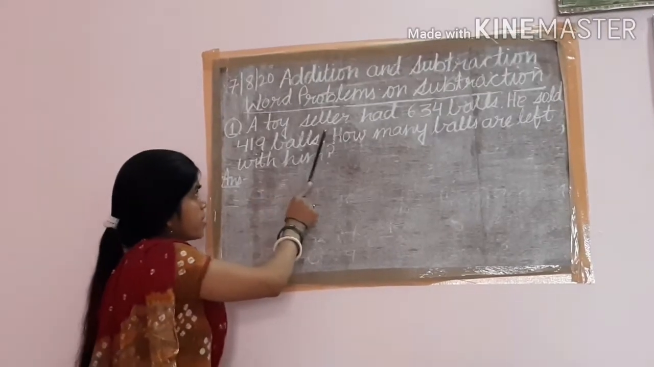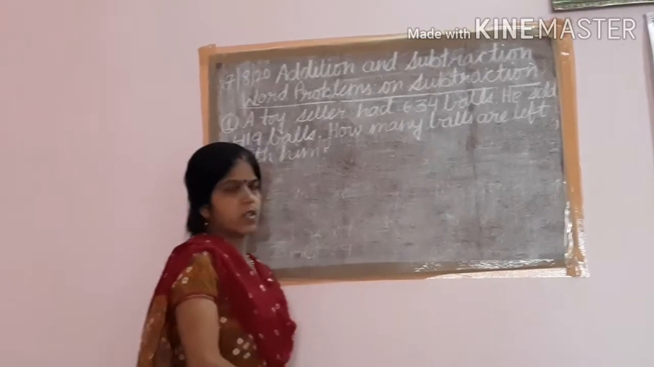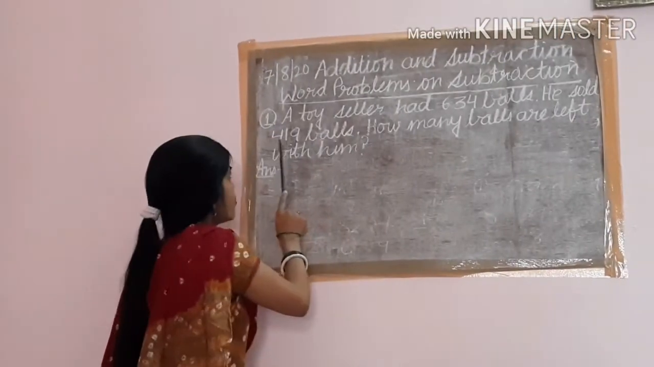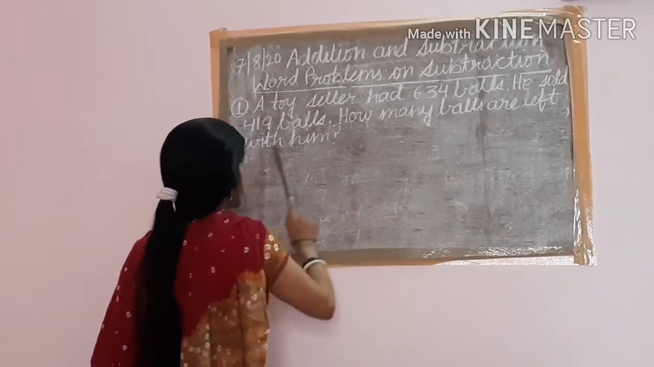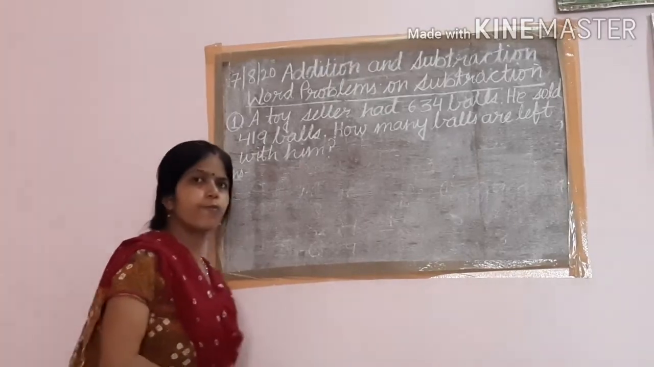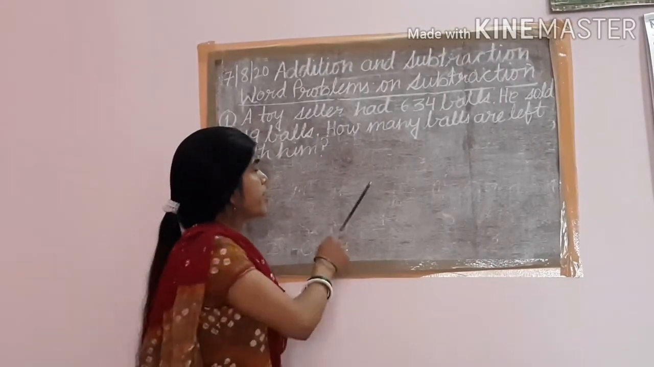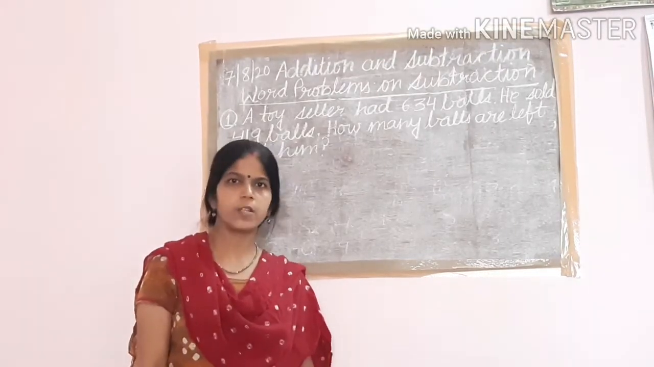A toy seller had 634 balls. He sold 419 balls. How many balls are left with him? So here, how to find that? Here too it's easy for you, ma'am has written subtraction, so you will do subtraction.